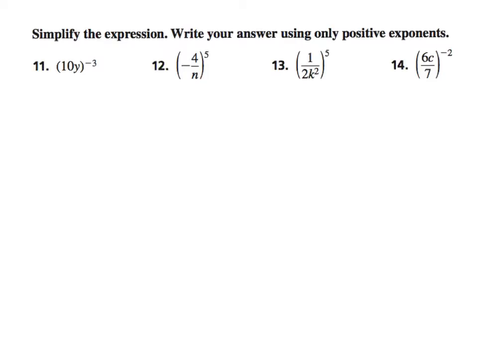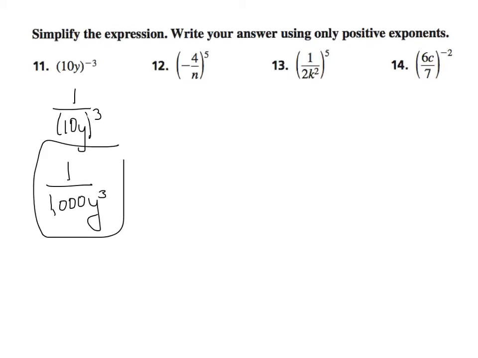Here are some more examples if you want to pause the video. This one will become, I'm going to flip it over. That would become positive 3. That will give me 1 over 1,000 y to the 3rd. Number 12.